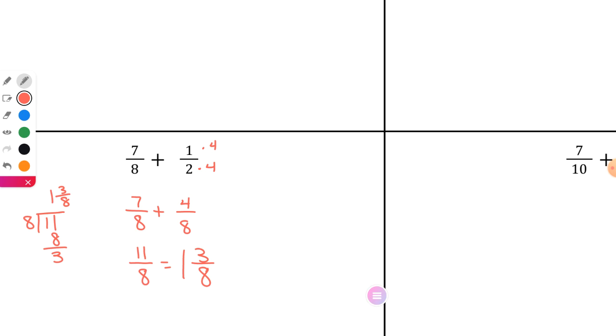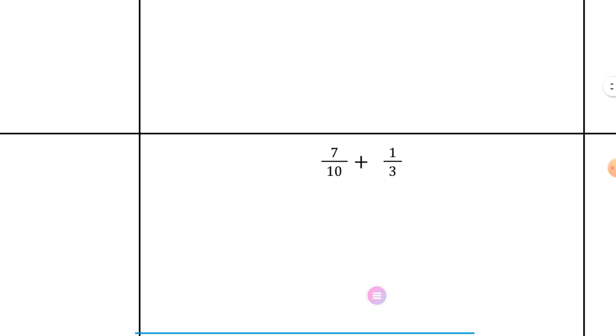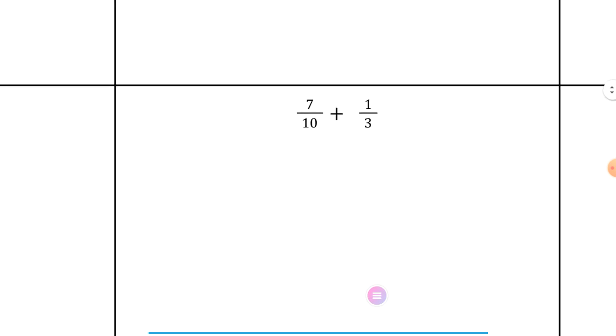Okay, let's look over next to it. Can I turn a 3 into a 10? No, so this is one where I'm going to have to change both of them. Gabe, what is a number that 3 and 10 both go into? 30. Could I have done 60? Could I have done 90? Yeah, but if you can't think of one, you can always multiply them together. What's 10 times 3? 30.